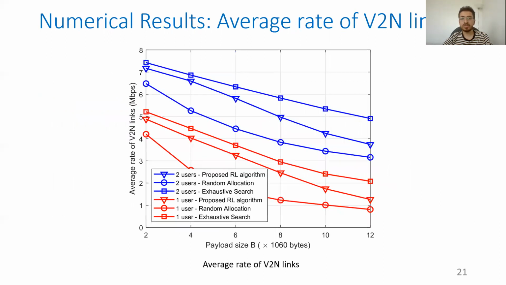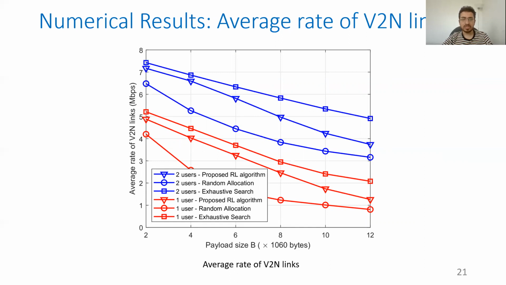So moving on to the results, we compare our algorithm with the centralized exhaustive search algorithm. The centralized exhaustive search algorithm exhaustively searches all subbands and power levels for each user at each time step to maximize the rate. And the second benchmark is the random allocation, which randomly selects the subband and power level at each time step.